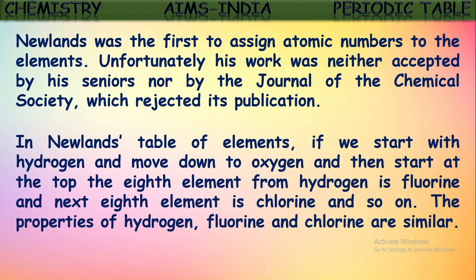Newland's table of elements. If we start with hydrogen and move down to oxygen and then start at the top again, the eighth element from hydrogen is fluorine and the next eighth element is chlorine and so on. The properties of hydrogen and chlorine are similar. Till here it is okay. It is accepted. So he arranged hydrogen first and below that fluorine and next chlorine. In this way, he arranged elements in one column which, as he assumed, have similar chemical properties.